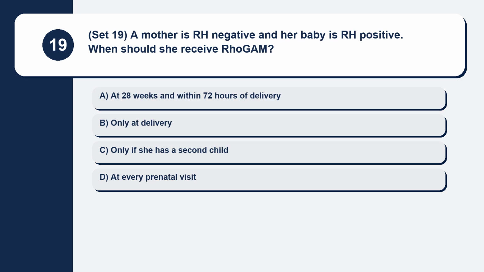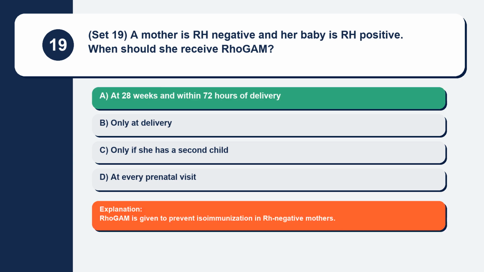Question 19. Set 19. A mother is Rh negative and her baby is Rh positive. When should she receive RhoGAM? At 28 weeks and within 72 hours of delivery. Only at delivery. Only if she has a second child. At every prenatal visit. RhoGAM is given to prevent isoimmunization in Rh negative mothers.